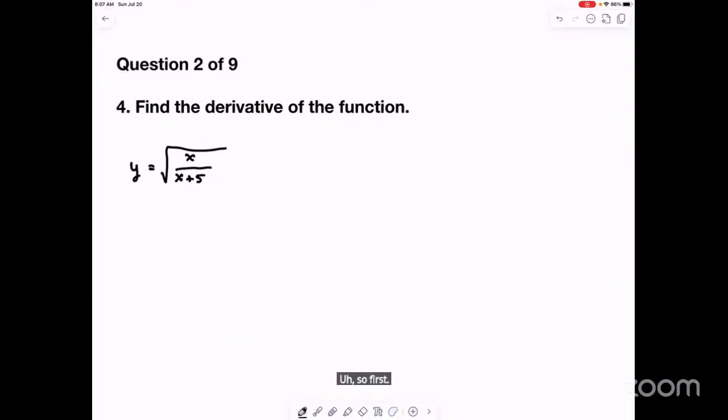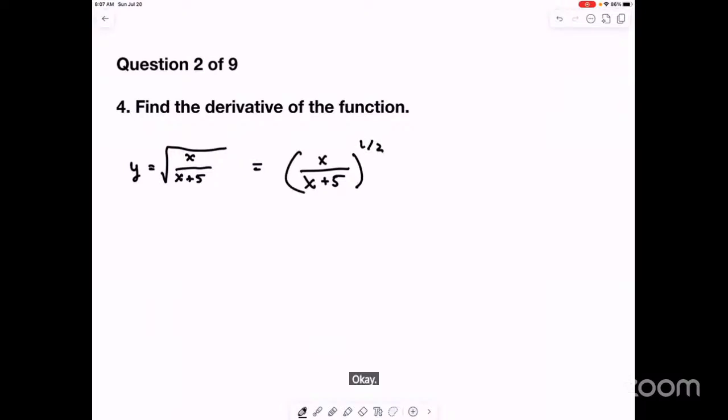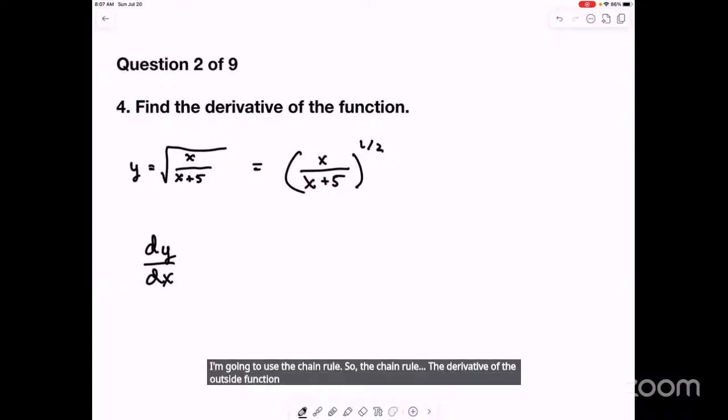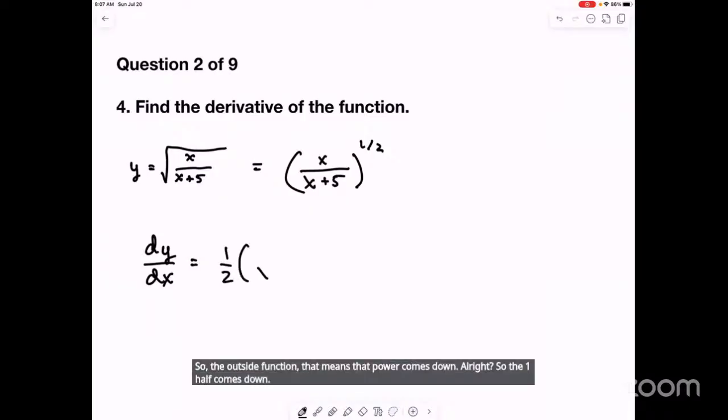So first, I'm going to rewrite this as a rational power, right? So we have this x over x plus 5, and instead of saying square root, I'm going to rewrite it as to the power of 1/2. Okay. So then when I go to take my derivative to find my dy by dx, I'm going to use the chain rule. The chain rule is the derivative of the outside function times the derivative of the inside function. So for the outside function, that power comes down, right? So the 1/2 comes down. Inside stays the same.